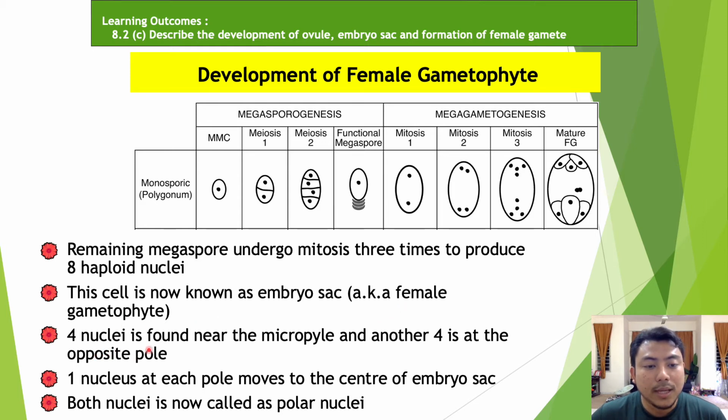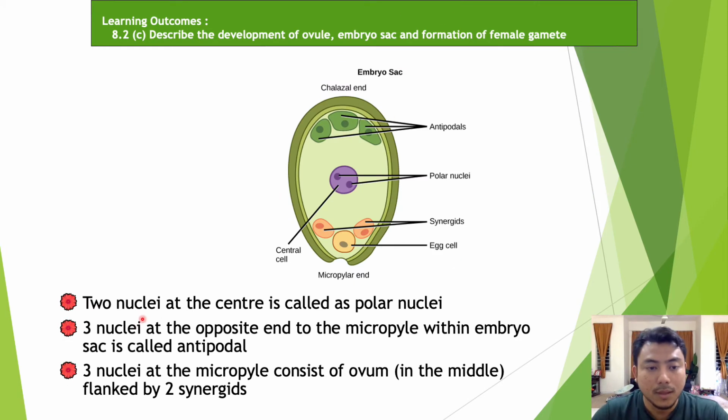The 4 nuclei are found near the micropyle, and another 4 are at the opposite pole. One nucleus at each pole moves to the center of the embryo sac, and both nuclei are now called the polar nuclei. The 2 nuclei at the center are called polar nuclei. The 3 nuclei at the opposite end to the micropyle within the embryo sac are called antipodals.